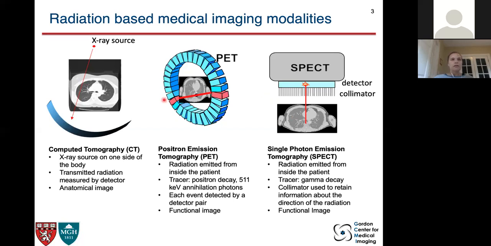And CT is often used together with PET or SPECT, so that you can overlay the functional image on an anatomical image to make it easier to correlate the region of the tracer. And the CT data can also be used for attenuation correction in the formation of the PET and SPECT image. I think this is something that will be discussed further in future lectures that are more focused on image reconstruction.